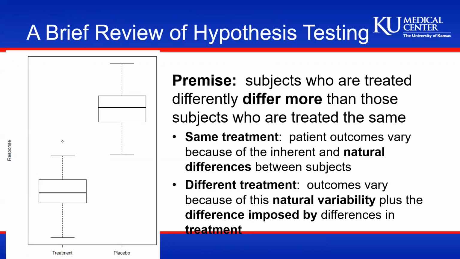And then I'm going to do some examples for that in just a moment and show you the rules of thumb, both for the t-test and for those chi-square tests. But before we go too far, I want to review what we talked about last week for hypothesis testing, where the premise is that subjects who are treated differently tend to differ more in their outcomes than subjects who are treated the same. And you see that nicely here in what's called a box plot.